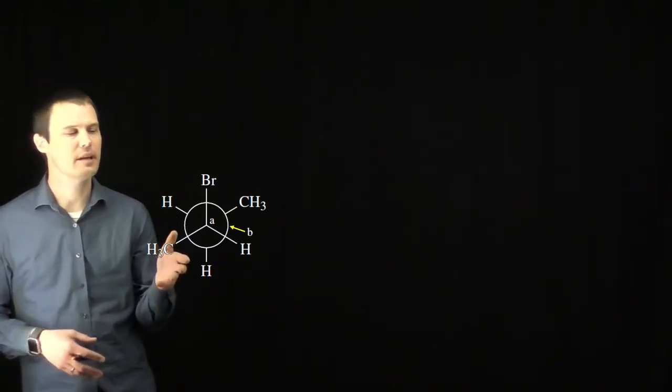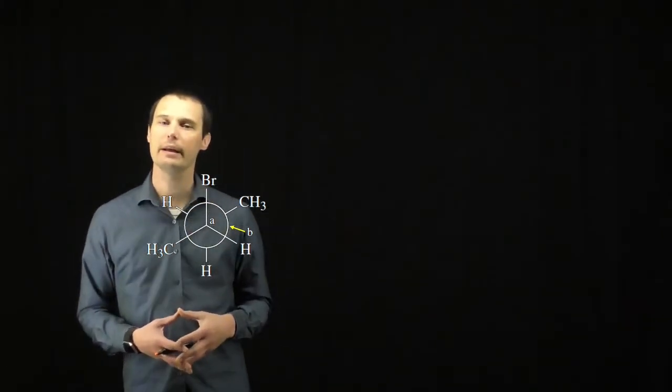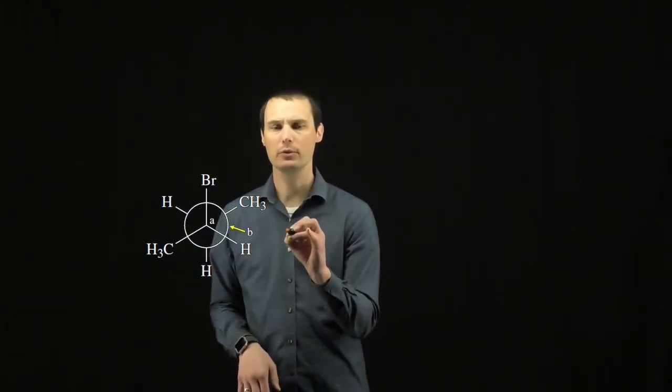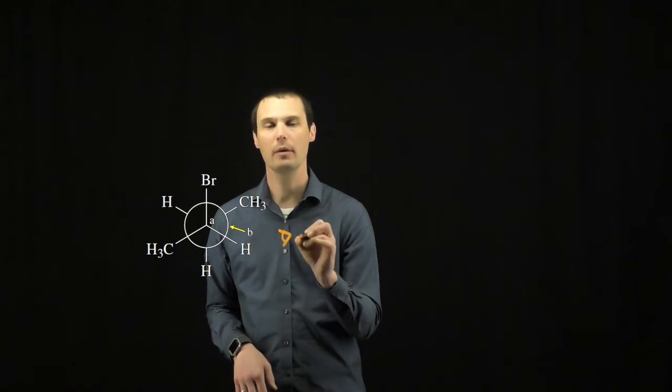This assessment asks us to take a Newman projection and convert it into a line angle structure. To do that, we'll orient ourselves from a particular perspective. For this one, let's orient ourselves looking at the molecule from the right side.